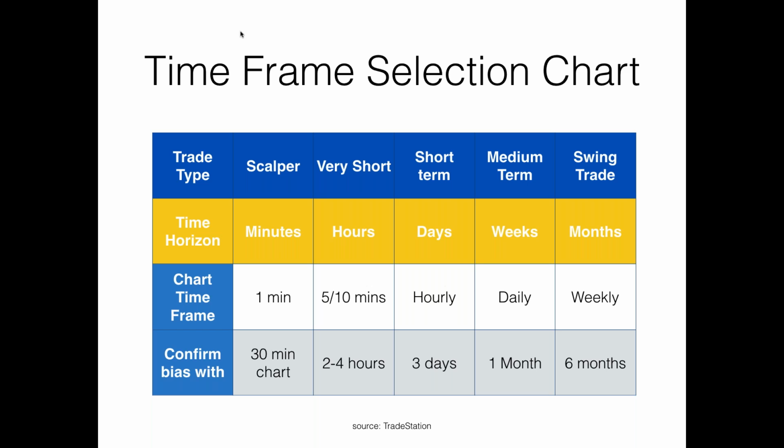Now, if you're into the trade using the 10-minute chart, you confirm the bias with a 4-hour or 2-hour chart. So if you're a very short-term trader, but you're not a scalper, a very short-term trader trades using the hourly chart. Now, the bias is confirmed with the hourly chart, but your buy and sell signals are produced using the 5 or 10-minute chart.